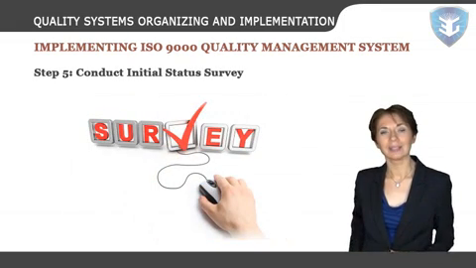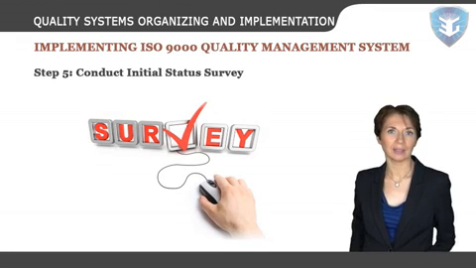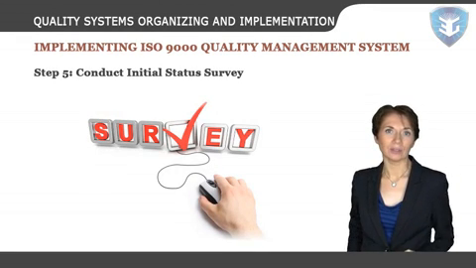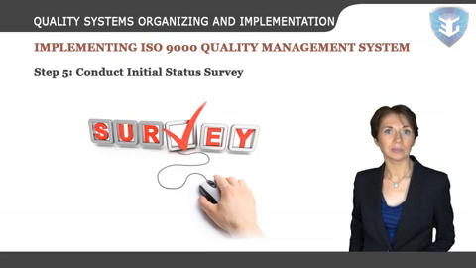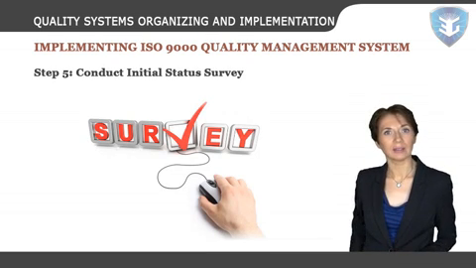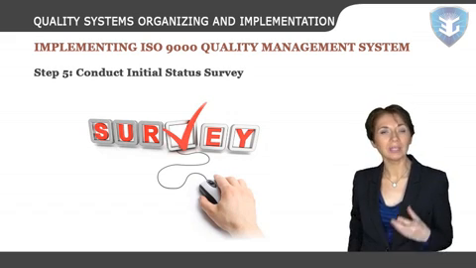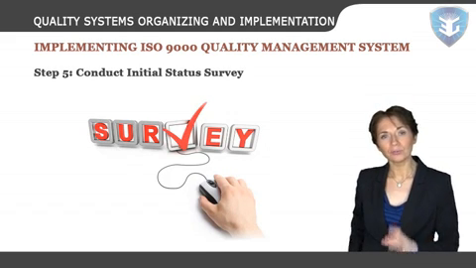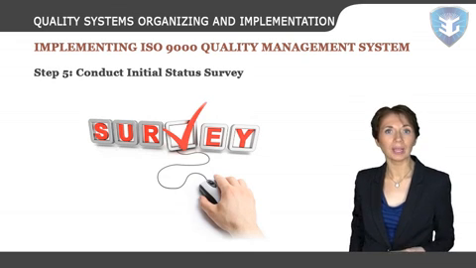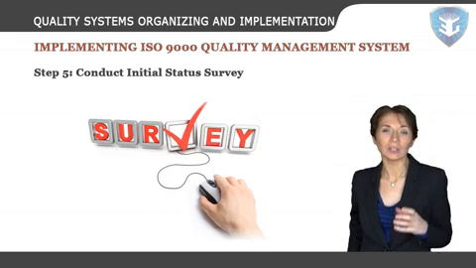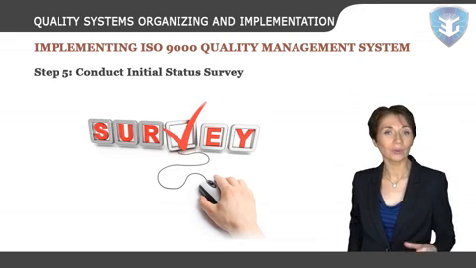Step 5. Conduct initial status survey. The ISO 9000 does not require duplication of effort or redundant systems. The goal of ISO 9000 is to create a quality management system that conforms to the standard. This does not preclude incorporating, adapting, and adding on to quality programs already in place.